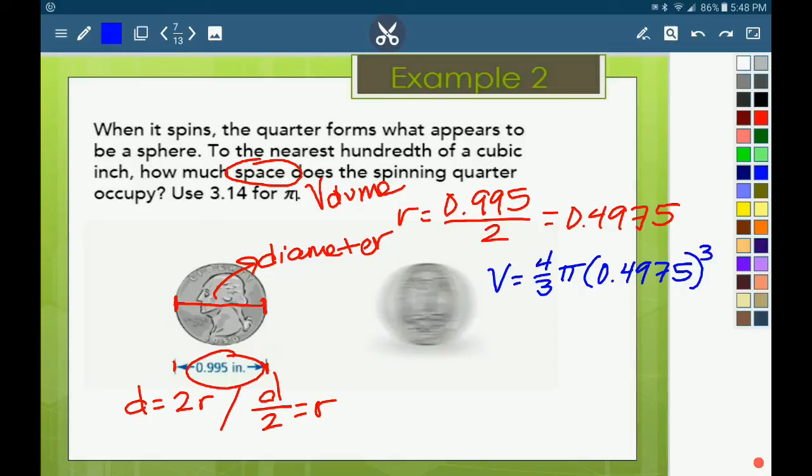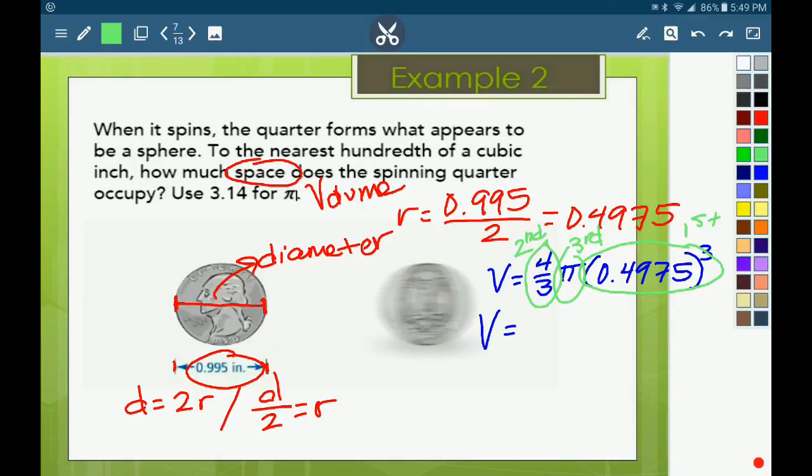Like I said yesterday, you should always try to punch in your calculator the exponent numbers first. So 0.4975 cubed. I'm getting a very large number in my calculator, so I'm going to keep that in my calculator. I'm just going to punch it all in at once. So I pushed this in my calculator first. Then I'm going to multiply by 4 and divide by 3. And then I'm going to multiply by pi. I think that's probably the easiest way for you not to make errors.